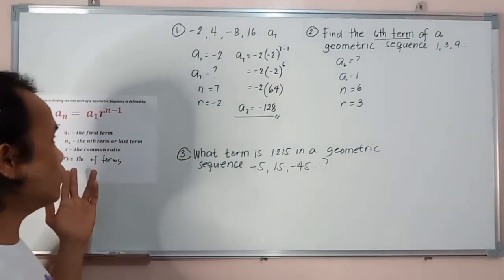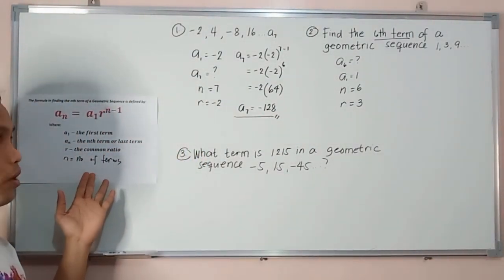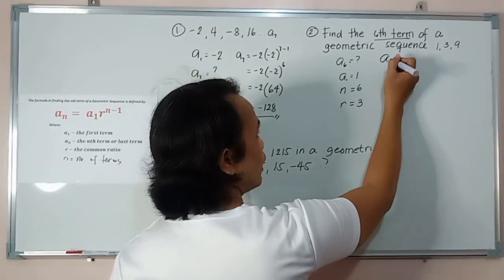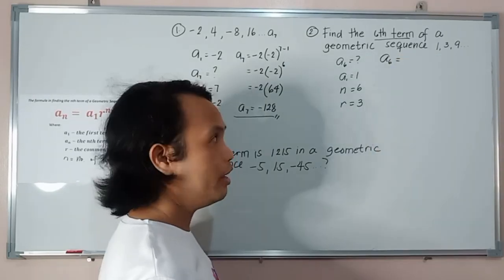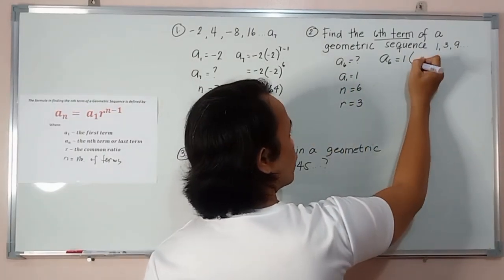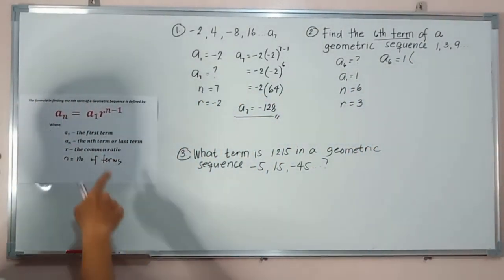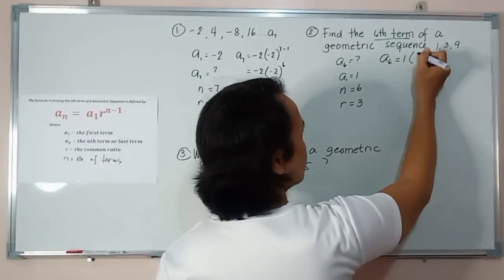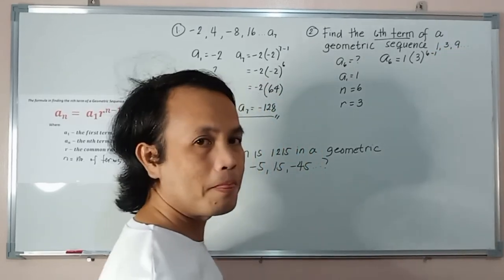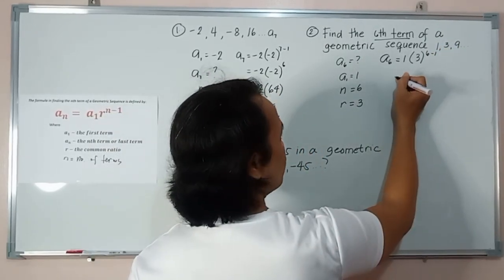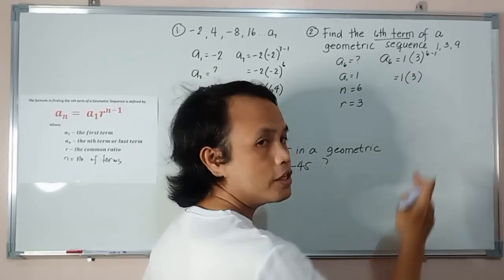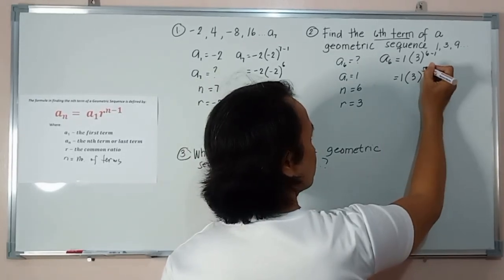Then, afterwards, using this formula, a sub n equals a sub 1 times r raised to n minus 1. Instead of writing a sub n, we use a sub 6. Then, our first term is, of course, 1. Substitute 1. Then, our common ratio, which is the r here, is 3. Then, raised to 6 minus 1. So, we simplify. We have 1 times 3 raised to 6 minus 1, which is, of course, 5.